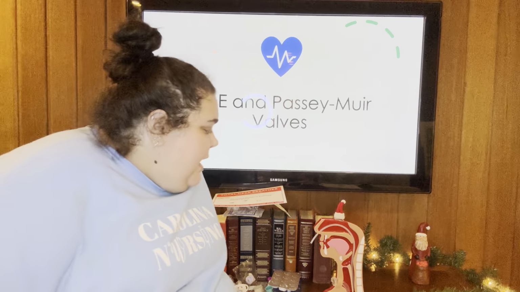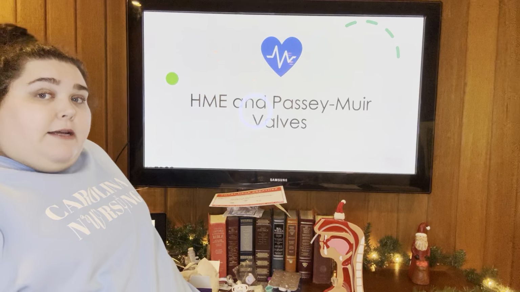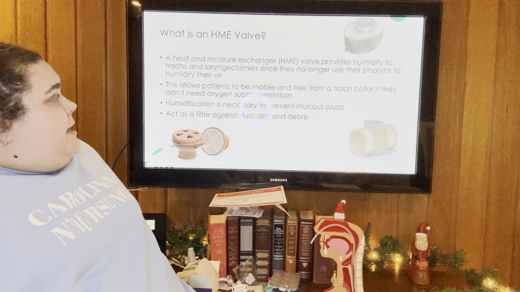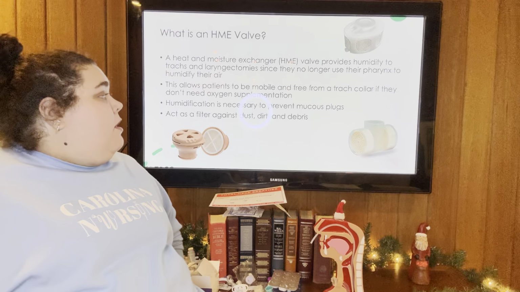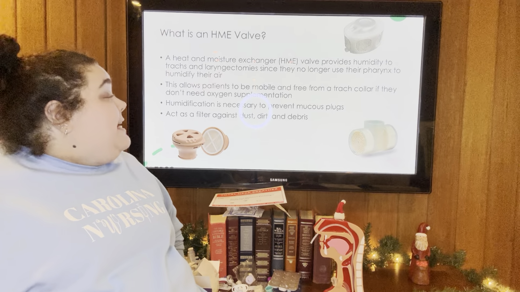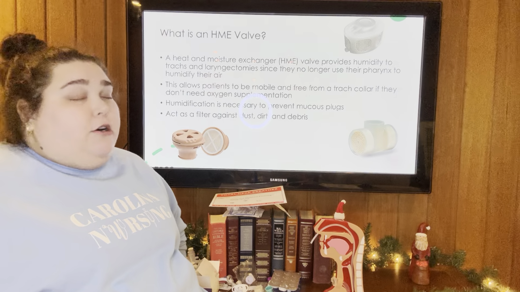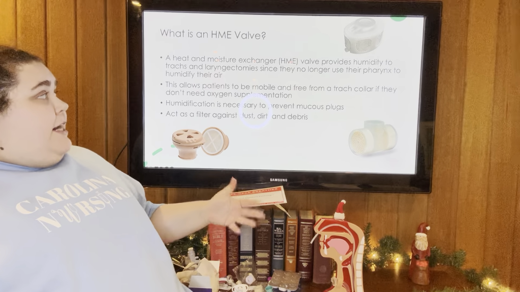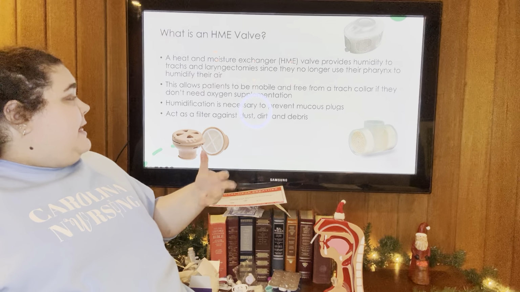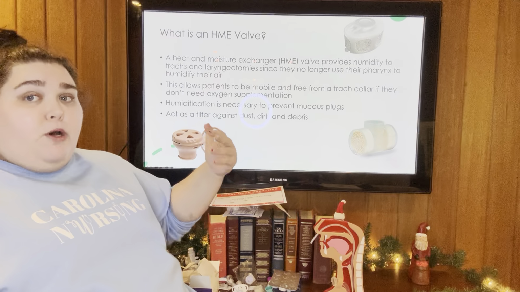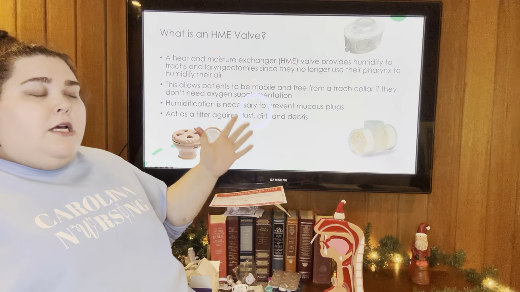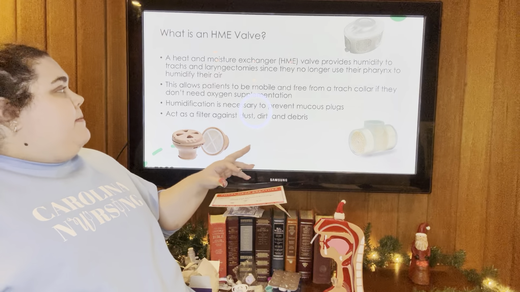So now we're going to talk about HME and passing muir valves, and we're getting close to being finished. HME valves are heat and moisture exchange valves. So those provide humidity to the trachs and laryngectomies, and you use them on both. It's a different valve that you use for the different devices, but both of them will use it.